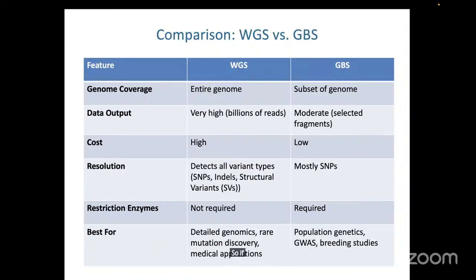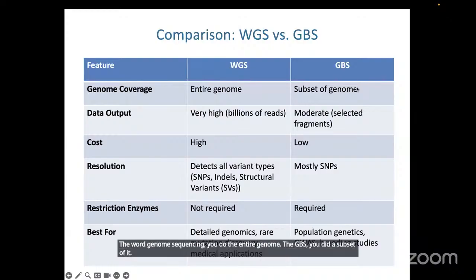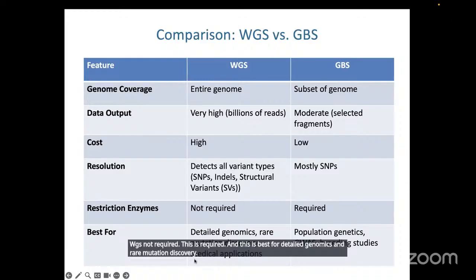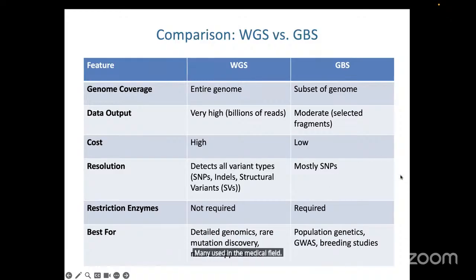So if you compare the two, start from the left, genome coverage. The whole genome sequencing, you do the entire genome. The GBS, you do a subset of it. The output, very high, billions of reads. It's moderate, selected fragments. The cost, very high for WGS, very low for GBS. Resolution, WGS detects all the variants, including SNPs, indels, and structural variants. This is mostly used for SNPs. Restriction enzyme, WGS is not required. This is required. WGS is best for detailed genomics and rare mutation discovery, mainly used in the medical field, and this is basically used for population genetics. Okay?